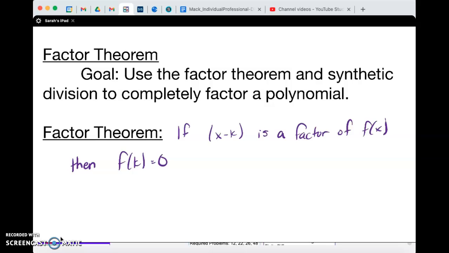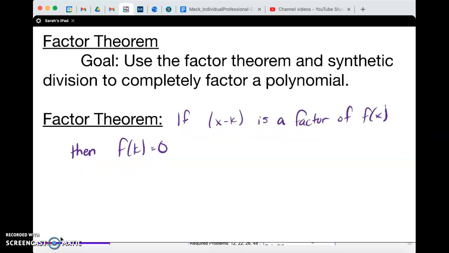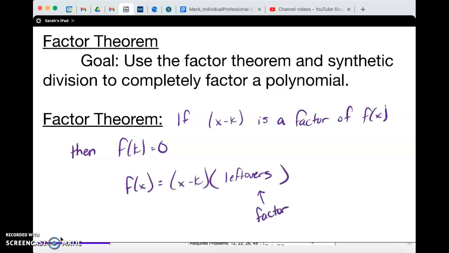Okay, so they will be giving us that k value. Probably, I want to say 90% of the time it's going to actually be a 0 or a factor, and then we can write in factored form. So we would like to rewrite f of x as x minus k, and then times whatever is left over after synthetic division. So I'm just going to put the leftovers right here. The extra piece to this today is that we're going to factor what I'm calling the leftovers. Okay, so that's our extension to what we've been doing with synthetic division.